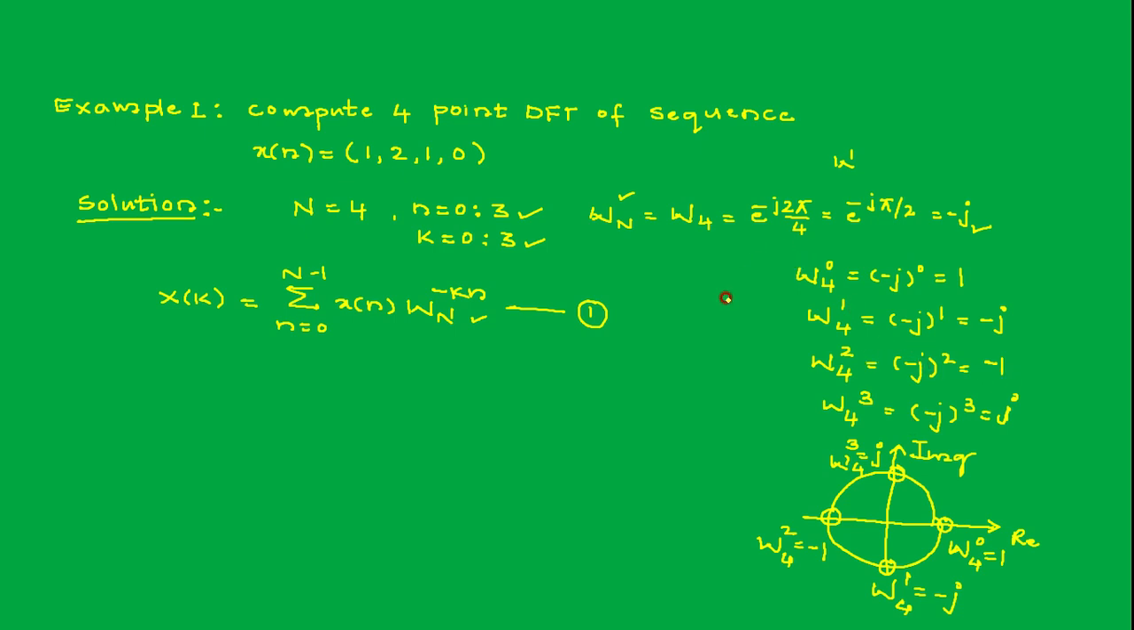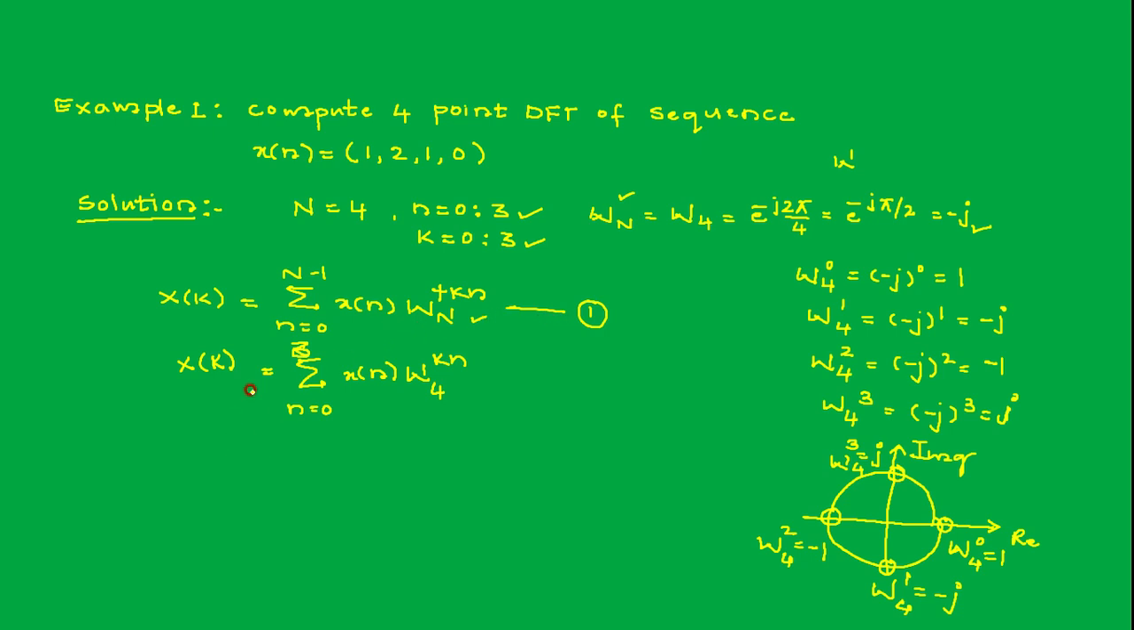Once you calculate all these 4 twiddle factor values, write down the DFT equation. The DFT equation is X of k is equal to summation n is equal to 0 to N minus 1 of x of n W_N raised to k n. So X of k is equal to summation n is equal to 0 to N minus 1, and N minus 1 is 3 here. x of n I will keep as it is, and here it is W4 raised to k n. Sorry, this is plus k n, not minus.